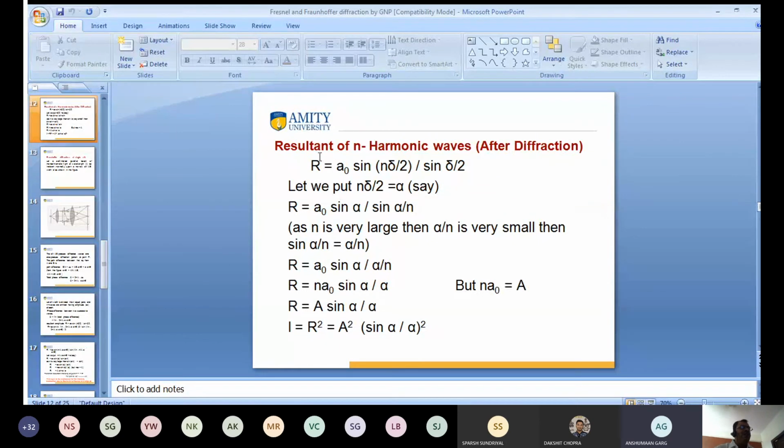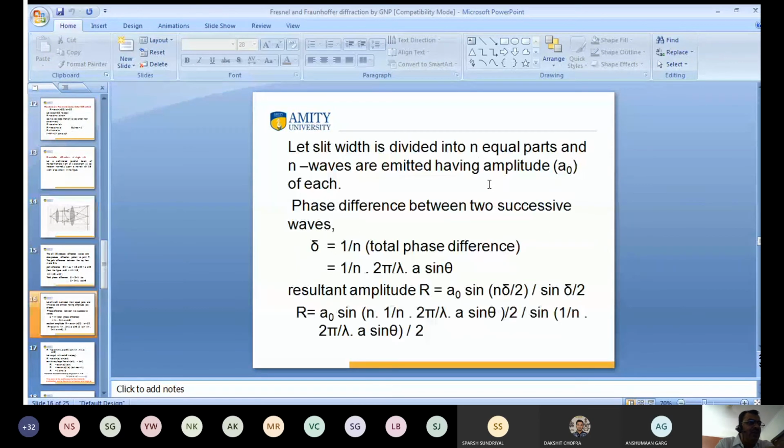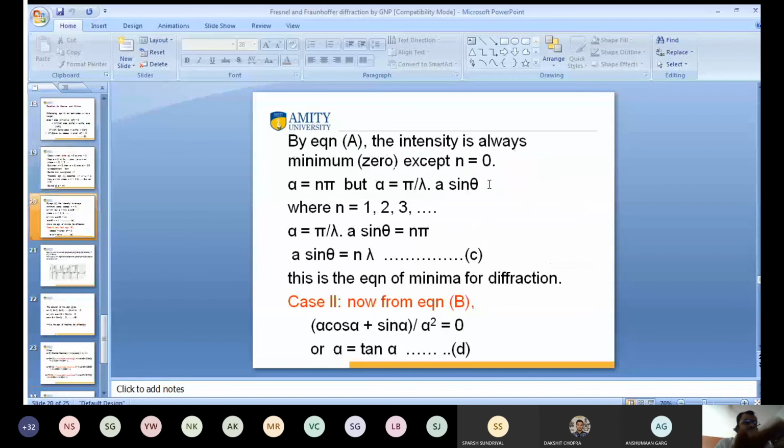What is this? The resultant of n harmonic waves after diffraction. When n waves pass through the slit, what will be the resultant? The resultant intensity I is equal to R equal to A squared, sine alpha by alpha, whole squared. This is very important. It is a very long derivation for the single slit, but no problem, I'll discuss it again.